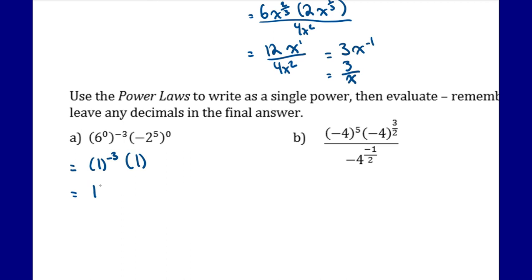So this is 1 to the power of -3. And if I were to flip that, that becomes 1 over 1 to the power of 3, which is 1. So a long way to go to get an answer of 1.